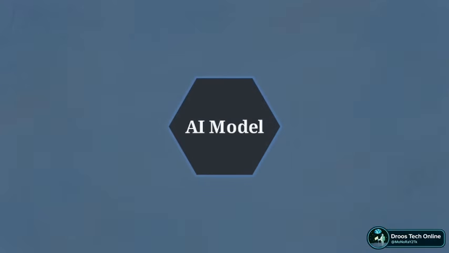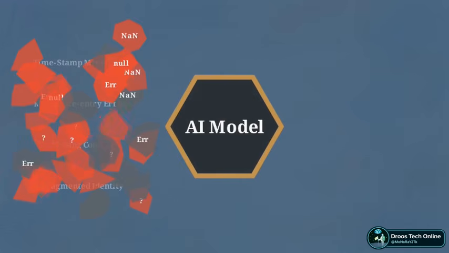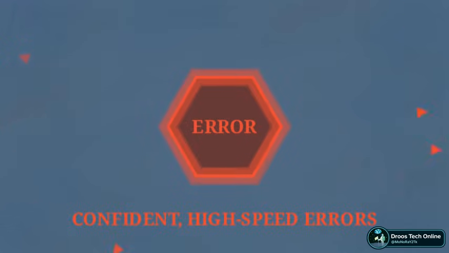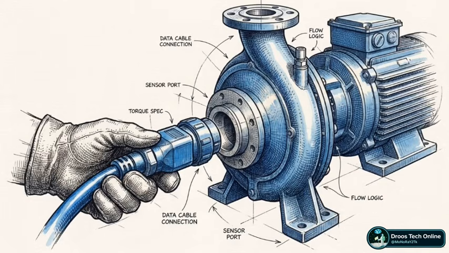When you apply an AI model to this environment, you aren't creating intelligence. You're simply feeding an algorithm unverified data, which leads to confident, high-speed errors. Shifting a plant toward a digital state requires more than a software upgrade. It begins by acknowledging and fixing the gaps in the physical operation.